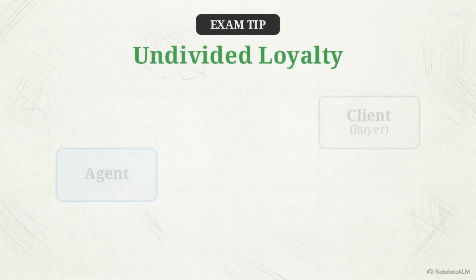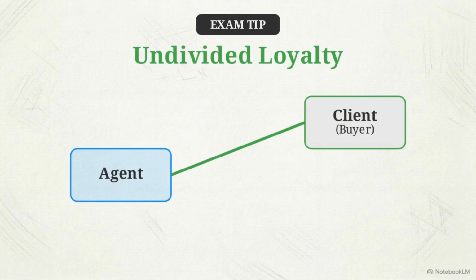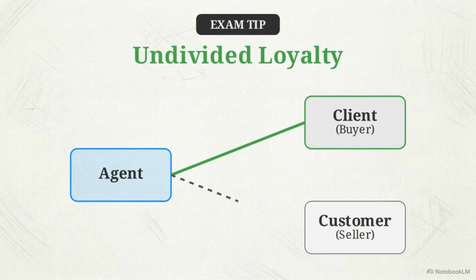Exam tip: you owe loyalty only to your client. If a seller asks you to help negotiate against your buyer client and you do so, you violate the trust and the terms of your agency agreement.